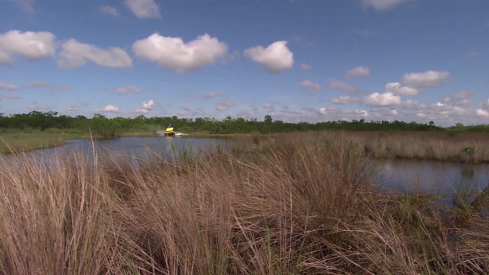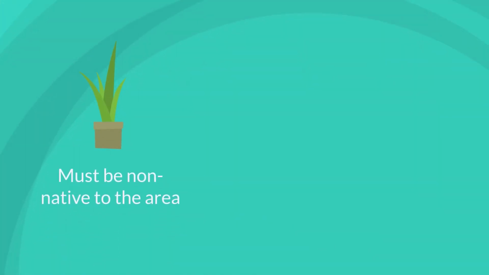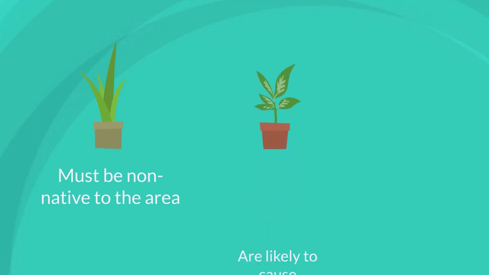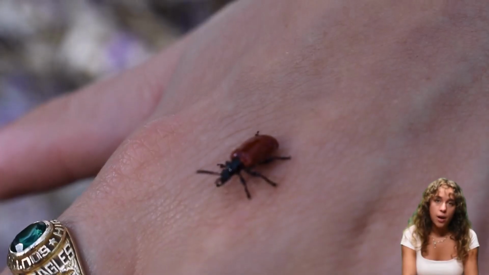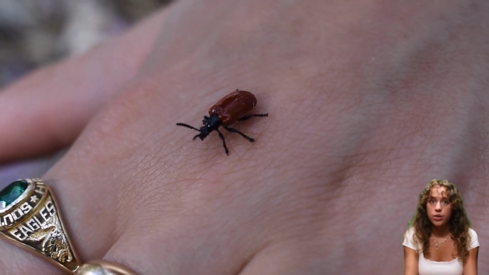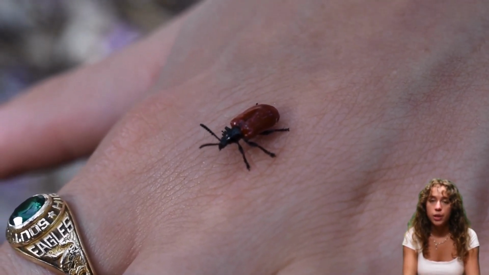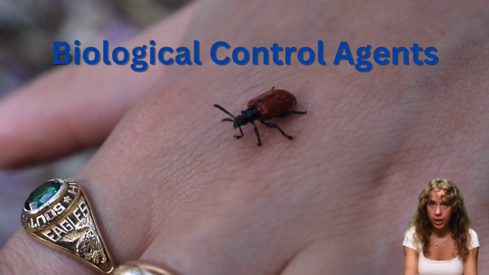Florida is known globally as an invasive species hotspot due to its climatic stability. Invasive species meet two standardized requirements. First, they must be non-native to the area, and second, they are likely to cause environmental, economic, and/or human harm. Because invasive species are non-native, their biological management also requires the introduction of reproducing populations of foreign insects or disease, also known as biological control agents.